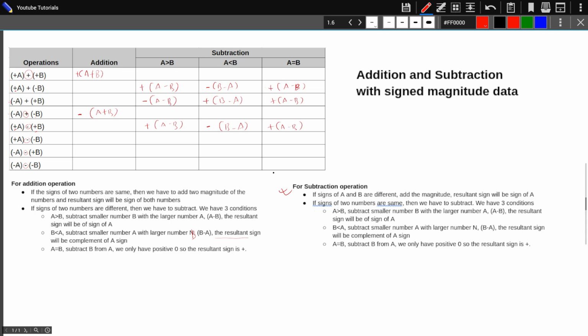So pause the video and then complete the remaining table. I'll show you the result at the end.